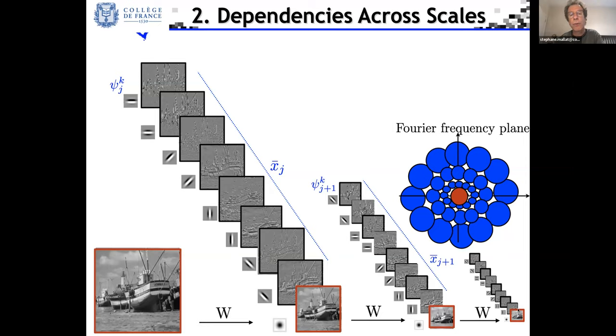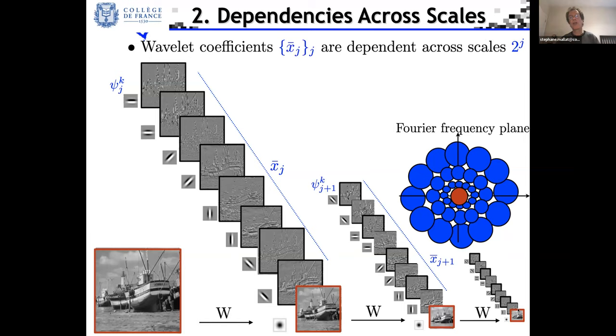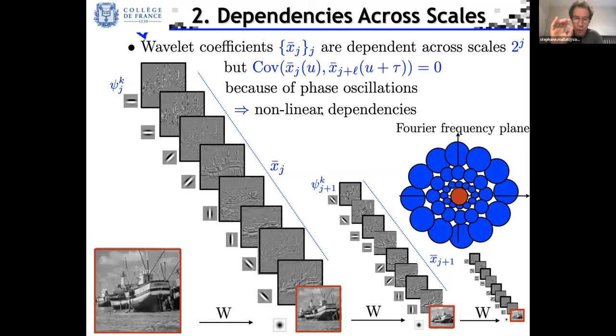Now, when you look at all these coefficients, the first observation is that, of course, these coefficients that you see there are very dependent across scales. They are very dependent because all the large coefficients are close to the edges, so they have more or less the same geometry. But what is difficult is that if you look at the correlation of these wavelet images across scale or across orientation, the correlation is zero. Why? Because these images oscillate at different speeds. And that means in the Fourier domain, they have different frequency supports. You can make a simple proof that shows that they have no correlation. That means that the dependencies across scale or across orientation are nonlinear.